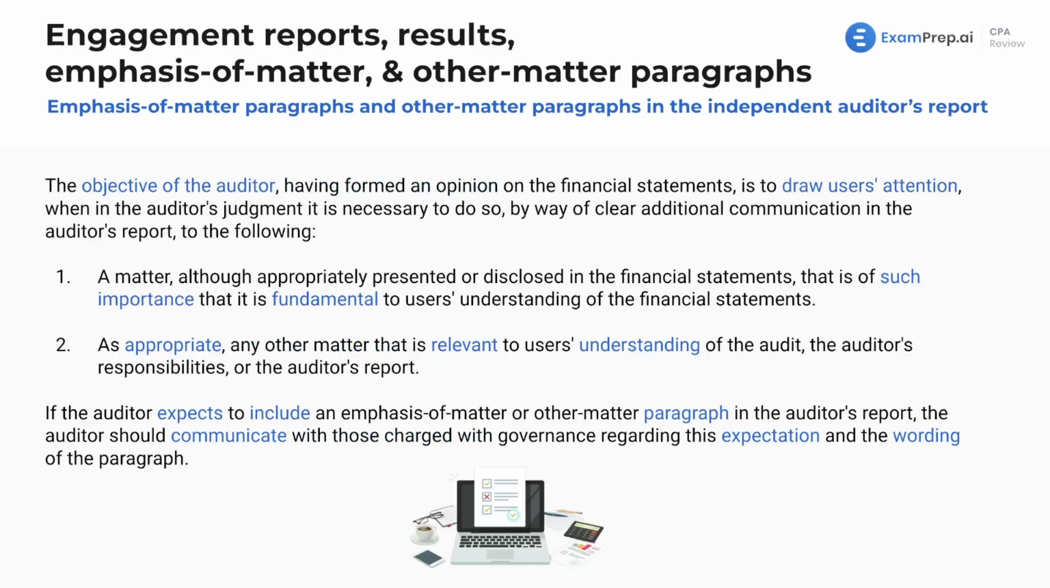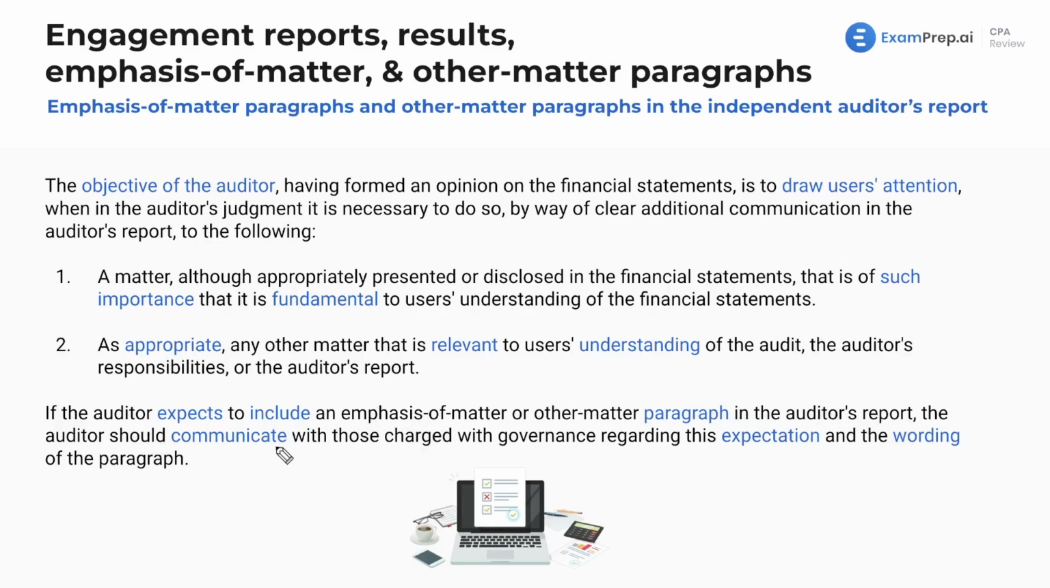Now, what is the objective of the auditor? The objective of the auditor, having formed an opinion on the financial statements, is to draw the user's attention when, in the auditor's judgment, it is necessary to do so, by way of clear additional communication in the auditor's report, to do the following. Matter, although appropriately presented or disclosed in the financial statements, that is of such importance that it is fundamental, making it clear, memorize this phrase, that it is of such importance that it is fundamental to the user's understanding, and then as appropriate, any other matter that is relevant to the user's understanding, that is also going to be that other matter paragraph.